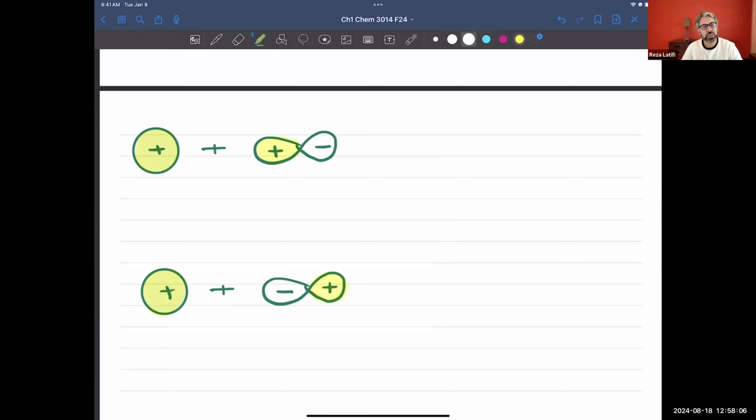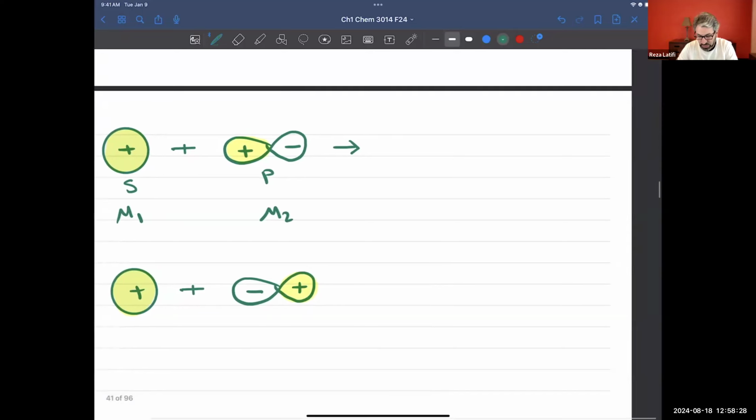When I add an S orbital or hydrogen orbital, for example, to a P orbital, if the interaction is head-to-head and they are reaching in phase, you will get interaction between them, and that's going to be a bonding interaction. This is M1, the first element, and that's M2, the second element. M1 will be attached to M2 through a sigma interaction, similar to the previous one. We're going to have 2 electrons in it.